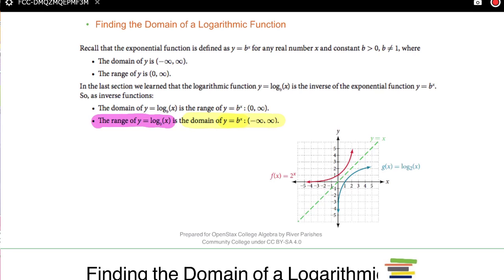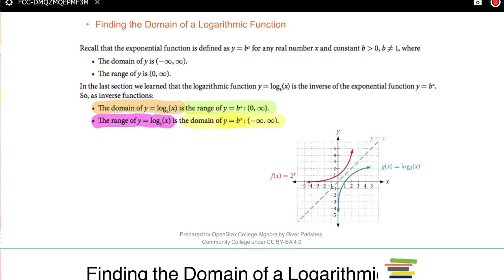And likewise, the range of the exponential function is 0 to infinity. It has a horizontal asymptote at y equals 0. Well, that happens to be the domain of the log function. So the log function has a vertical asymptote at x equals 0. Okay, so it's kind of reverse.